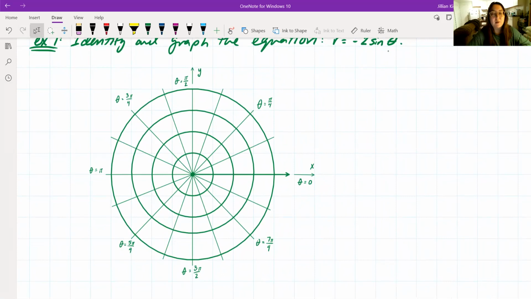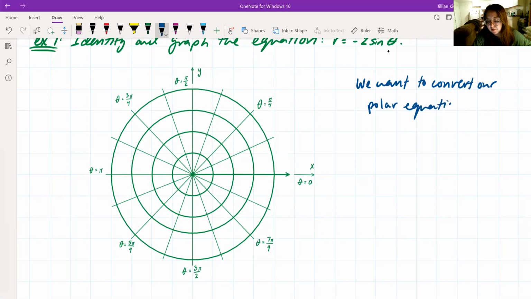So the first thing we want to do is, since in our objective here we are taking polar coordinates, converting them over to rectangular coordinates, and then graphing them, we want to turn our equation into a rectangular coordinate. Almost forgot that word there. So we're going to write in, we want to convert our polar equation to rectangular coordinates.